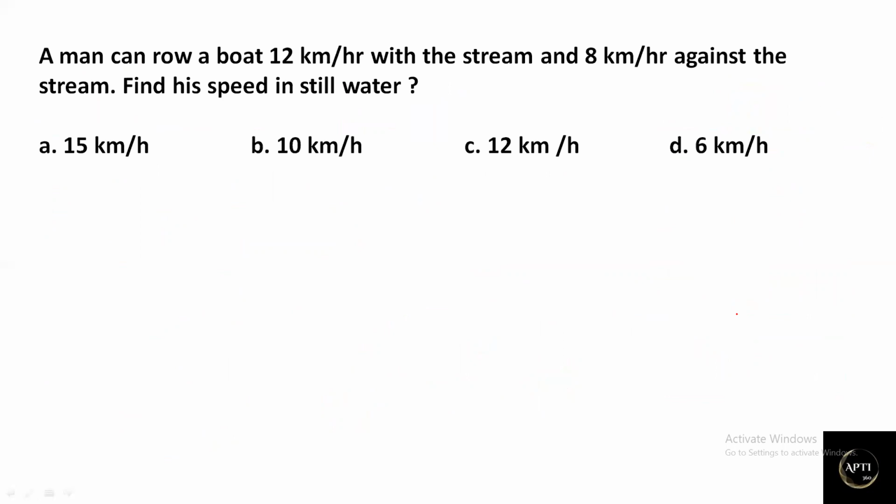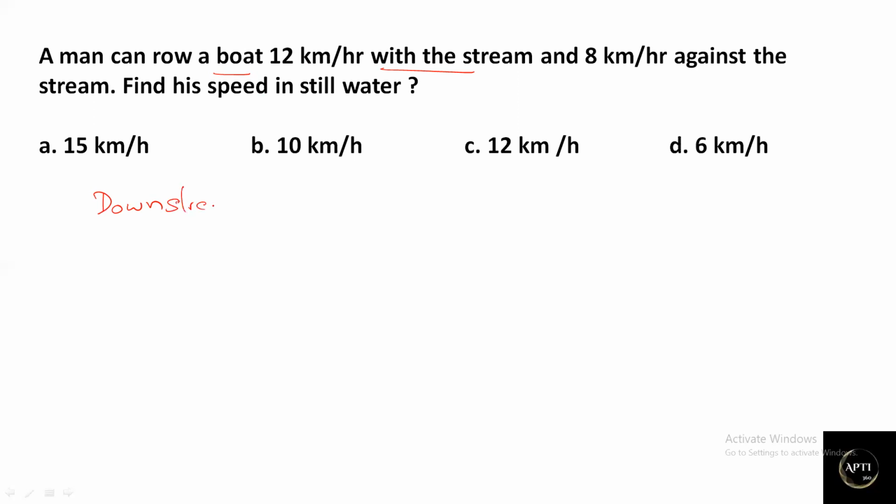A man can row a boat at 12 kilometer per hour with the stream and 8 kilometer per hour against the stream. Find his speed in still water. Here we are starting with basic level questions and we will have more questions with some tricky ones, which we'll try to solve a little later. First we'll solve the basic one. A man can row a boat at 12 kilometer per hour with the stream. Here boat with the stream indicates downstream, correct? The boat and water moving in the same direction means downstream.